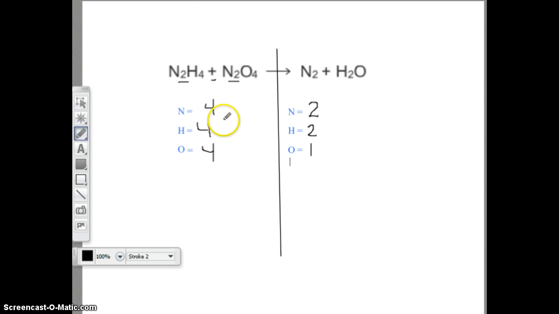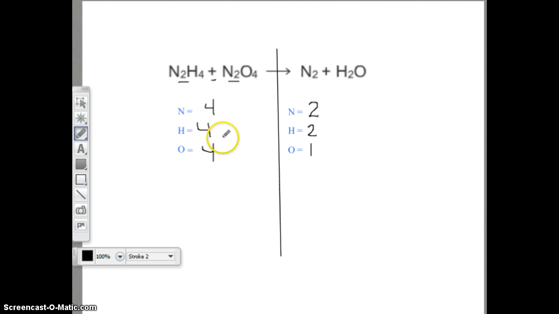So, like I said, you almost always save oxygen and hydrogen for last. The only exception is when you have an element that's by itself, like you have this one right here. That's usually the best to save for the absolute last because whatever coefficient you put in front of it only affects that one element. It only affects the nitrogen. So this is kind of a rare case where we're actually going to do the hydrogen and oxygen first.